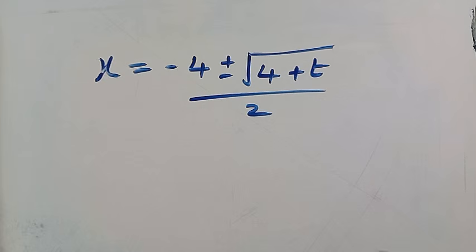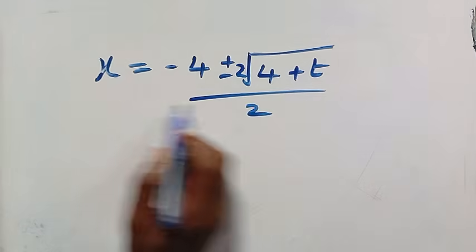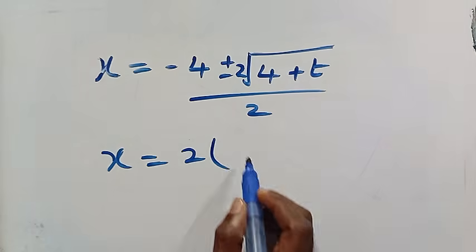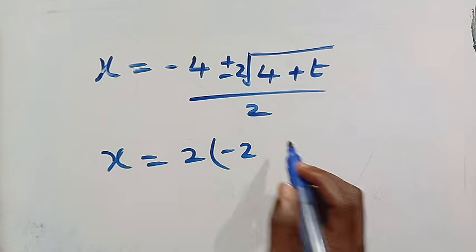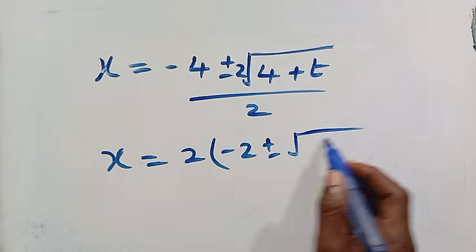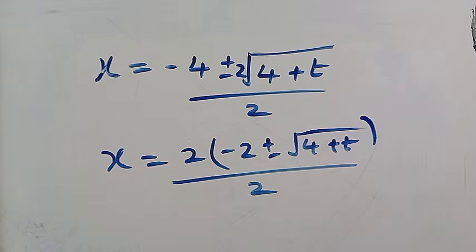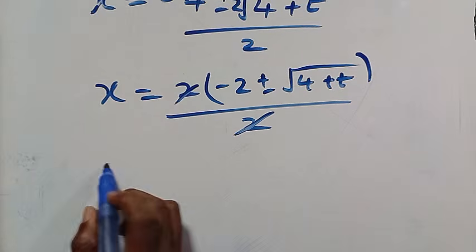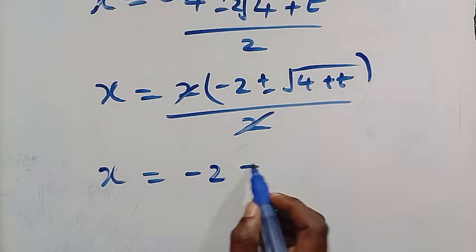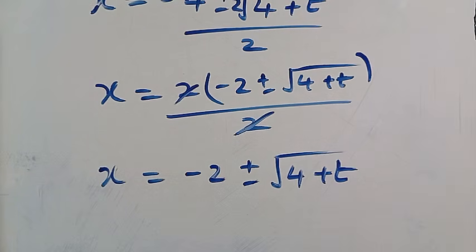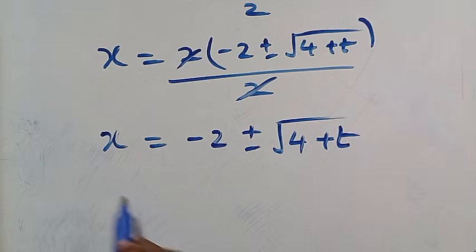So we are going to have 2 here. Factoring out 2, we have x equals 2 into bracket of minus 2 plus or minus the square root of 4 plus t, all divided by 2. If I cancel 2 and 2, we have x equals minus 2 plus or minus the square root of 4 plus t. If this is the value of x, then we are going to substitute back into f of t.